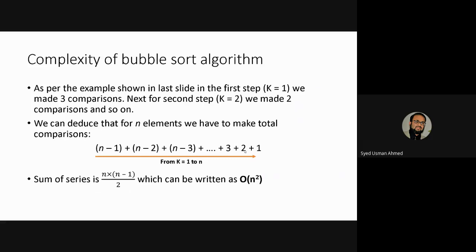So students, today we learned about a simple algorithm known as bubble sort. We saw the workflow, we saw the algorithm itself, and we dry ran the algorithm with a small example. And finally, we concluded that the complexity of the bubble sort algorithm is proportional to the square of the number of inputs.